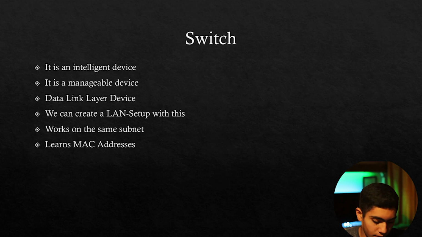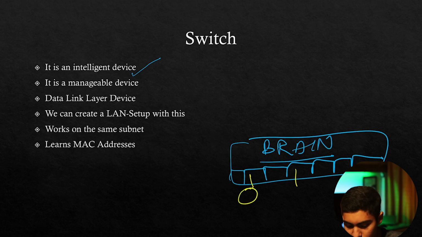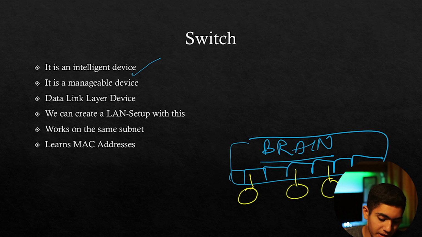Next, we have the switch. All right, so the switch is an intelligent device. It looks exactly like the hub only. All right, it does not have any change. It has ports like that. It looks like a rectangular device. All right, so again, we are connecting 2-3 devices here. We have 2-3 network devices here, as simple as that.